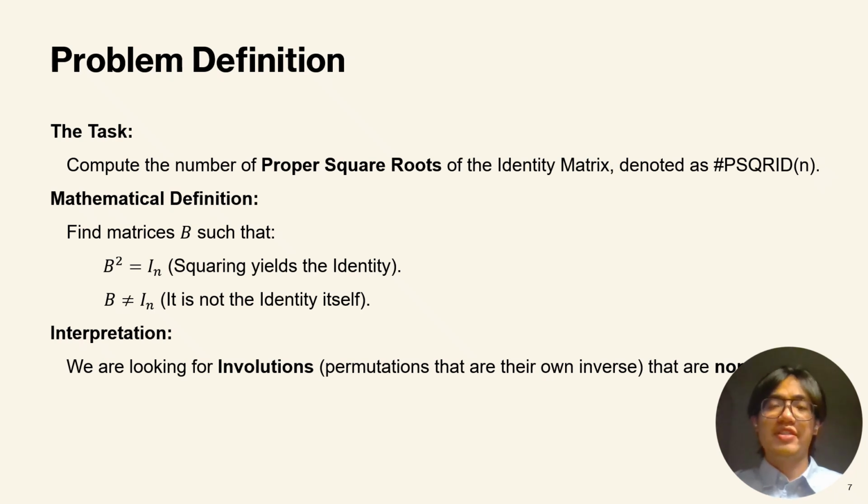Now, let's define the task for this assignment. We need to compute the number of proper square roots of the identity matrix, denoted as PSQRID of n. Mathematically, we are looking for a permutation matrix B such that B squared equals I sub n. This means squaring it yields the identity, but B is not equal to I sub n. It is not the identity itself. In simpler terms, we are counting non-identity involutions.